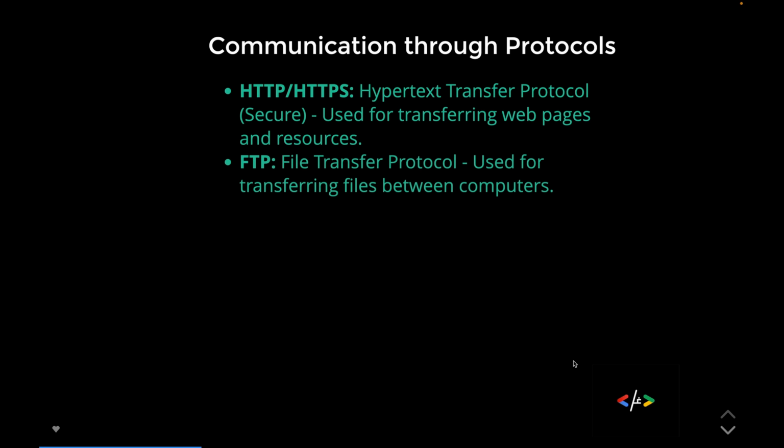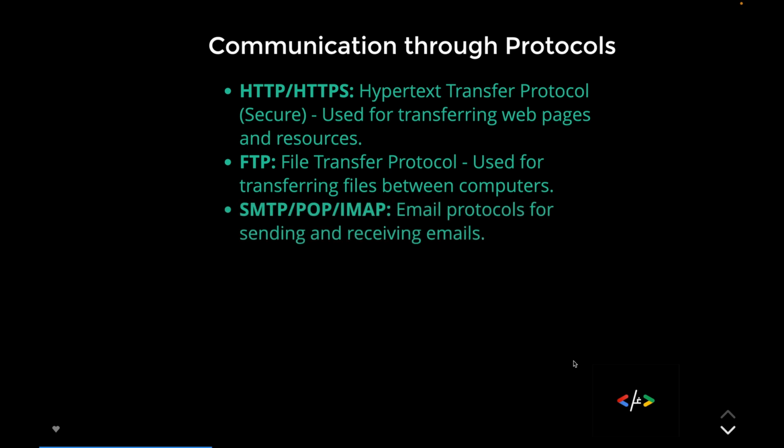We have another type of protocol called the File Transfer Protocol, FTP. This is mainly for transferring files between computers. Apart from HTTP, which is used to transfer web pages and other types of resources, FTP is used to transfer files. We have another type of protocol called SMTP, POP, or IMAP. These protocols are used to send and receive emails. That's what these communication protocols are for.